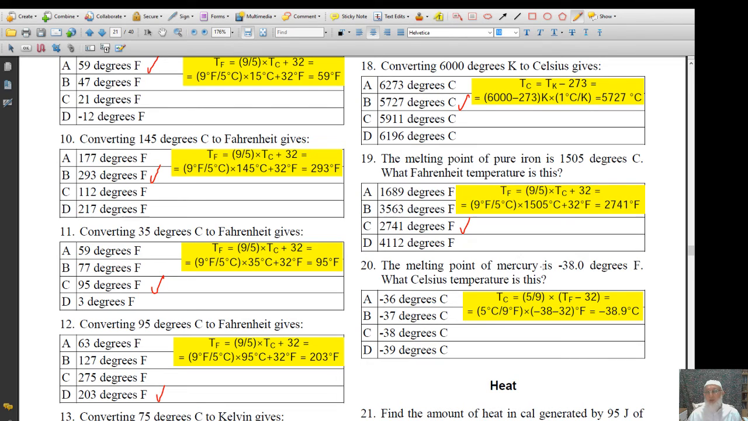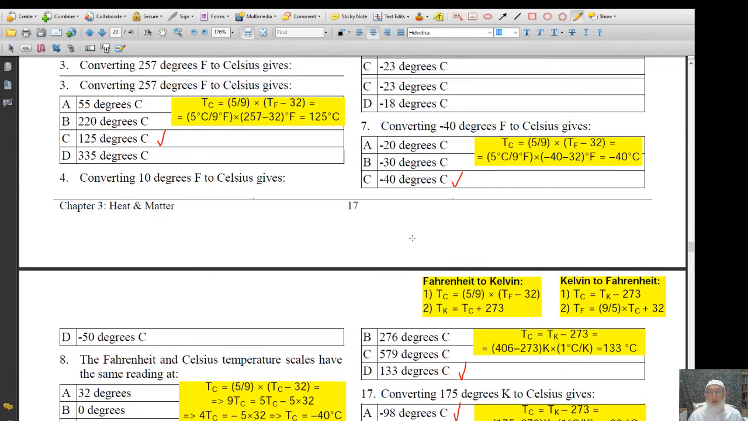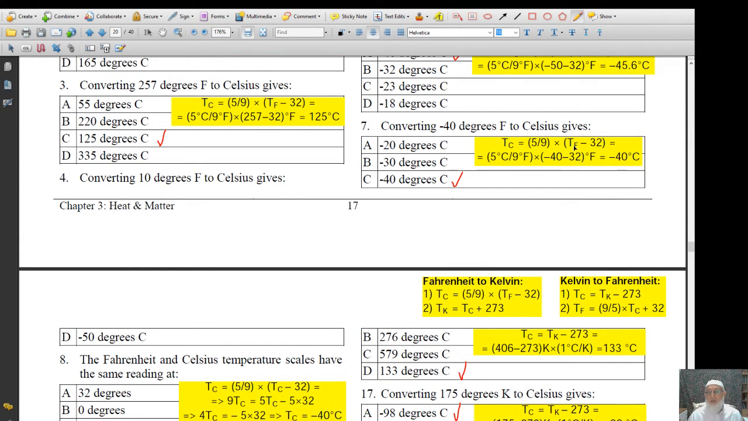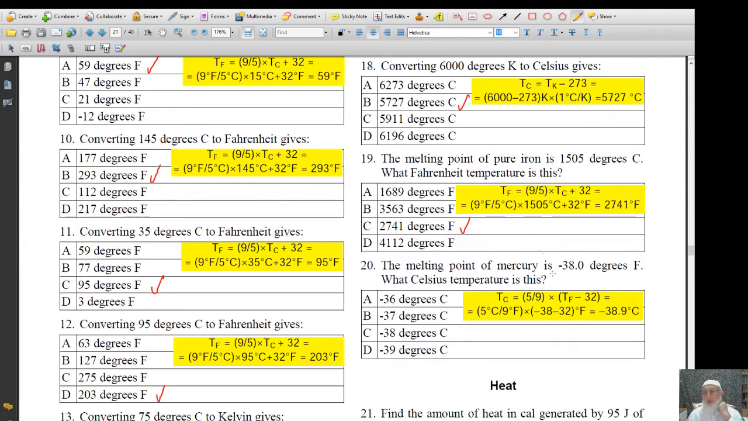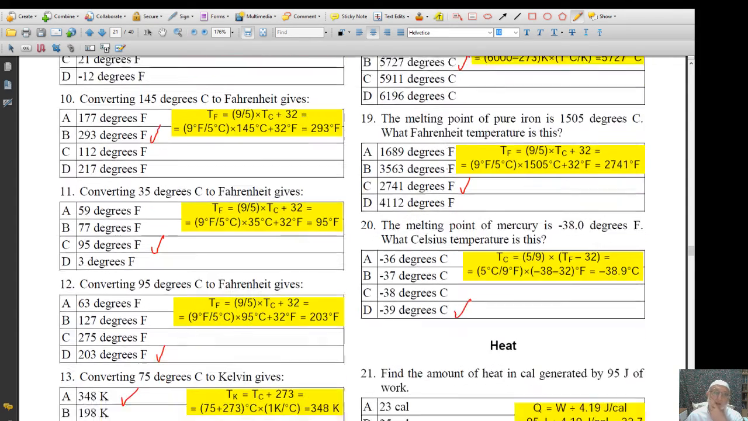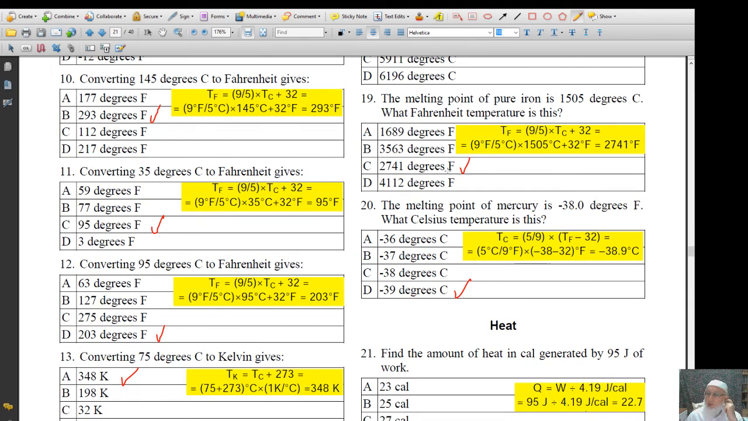The melting point of mercury is minus 38 degrees Fahrenheit. Here it is the reverse: it gives it in Fahrenheit and asks for Celsius. It is like the previous problems we saw here. You use that equation, and the answer is 39. Okay, 39 degrees. Now, this covers the temperature conversion between Celsius and Fahrenheit and Kelvin.